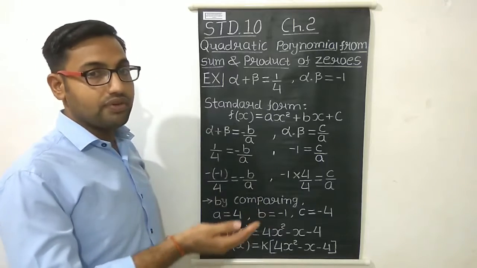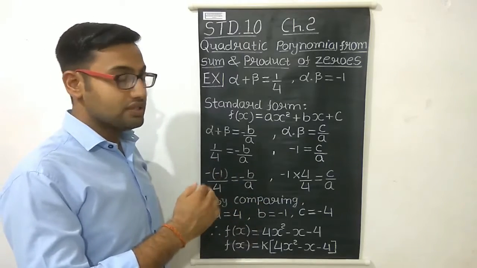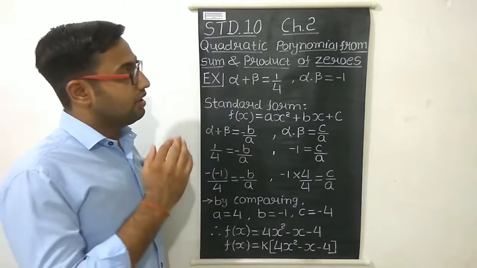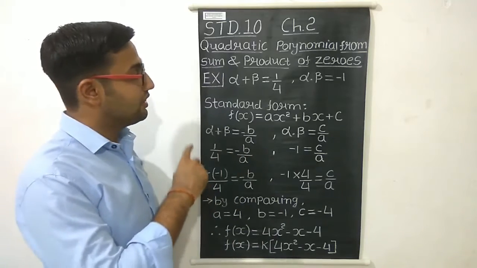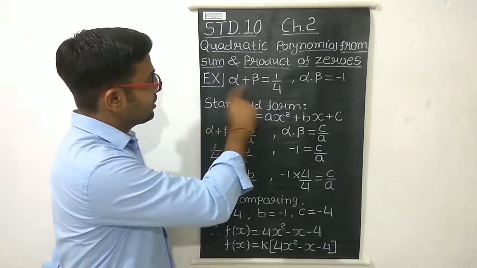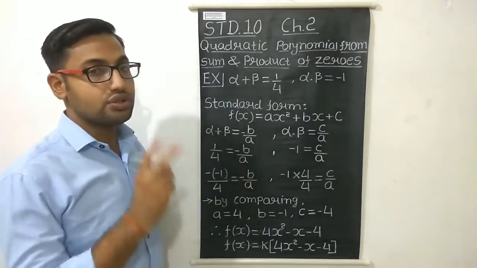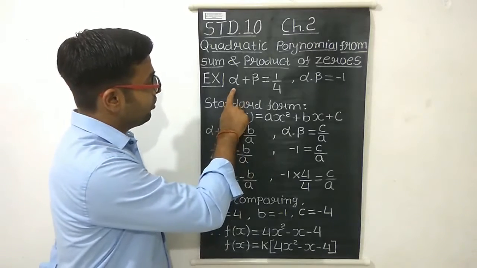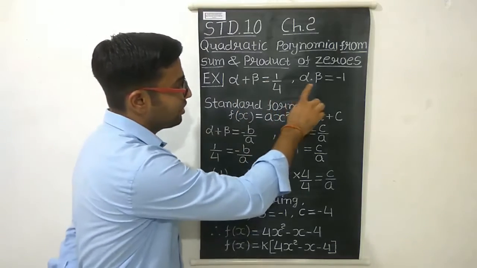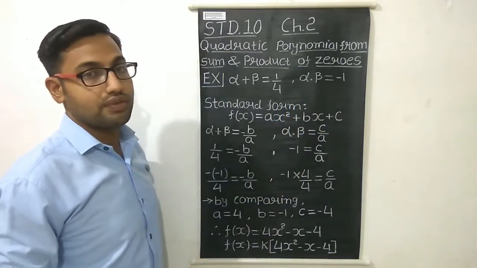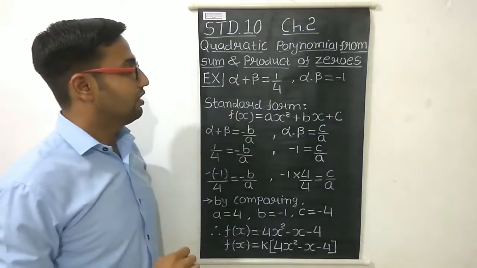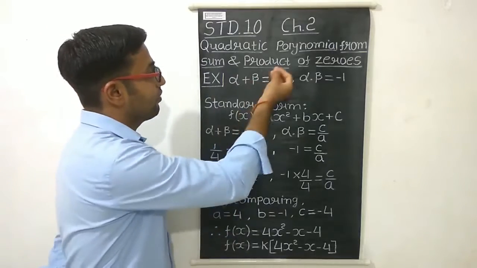So here we have to do such type of process, but we have to think in a totally different way. Here we have been given the addition and the multiplication of the zeros. That means the sum of the zeros and the product of the zeros. These two things we have been given. So the sum of the zeros is 1 upon 4 and the product of the zeros is minus 1. These two things we have been given. And from these two things we have to find out the quadratic polynomial.